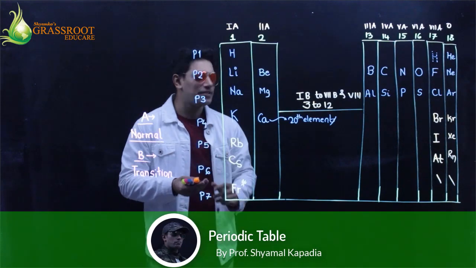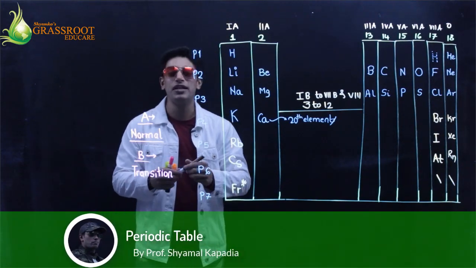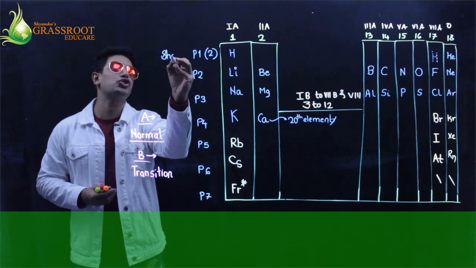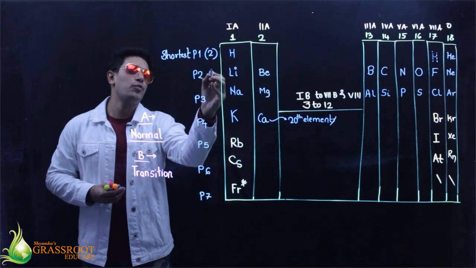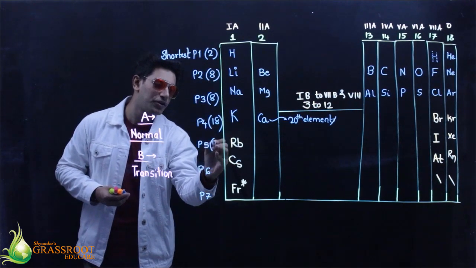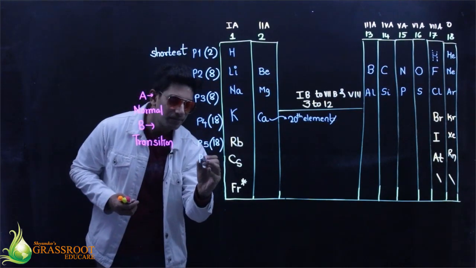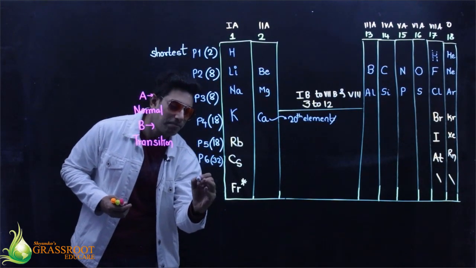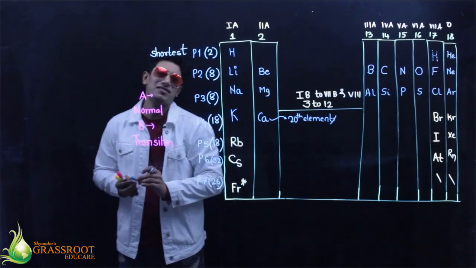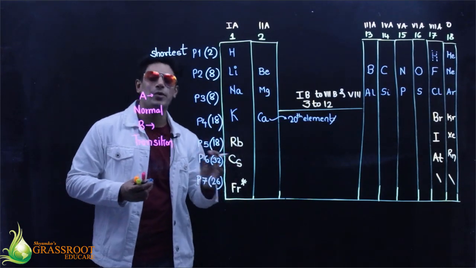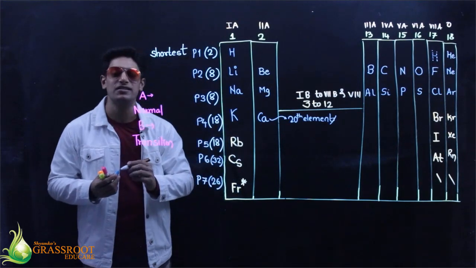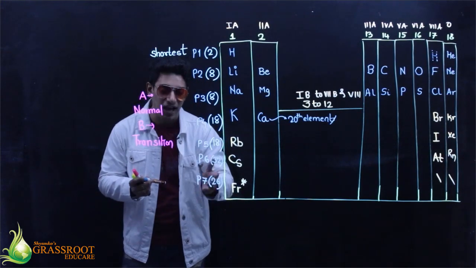Alright, after this, guys, we're going to study the number of elements. In the first period, we have only 2 elements, hence we call it the shortest period. We have 8 elements in the second period, 8 in the third, 18 in the fourth, 18 in the fifth. Period 6 has 32 elements and period 7 has 26 elements. Now this is a slightly antiquated sort of periodic table. However, even period 7 now has many more elements than what I have written.